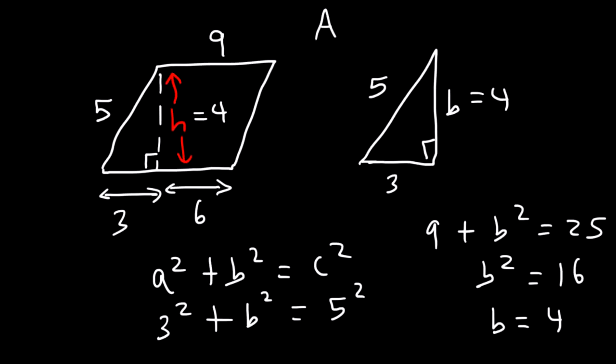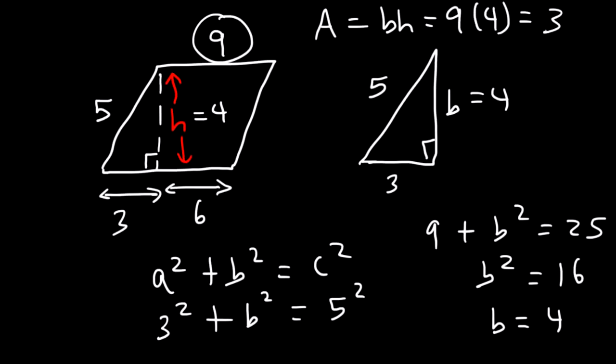So now we could use the formula, area is base times height. We have a base of 9 and a height of 4, so 9 times 4 is 36.